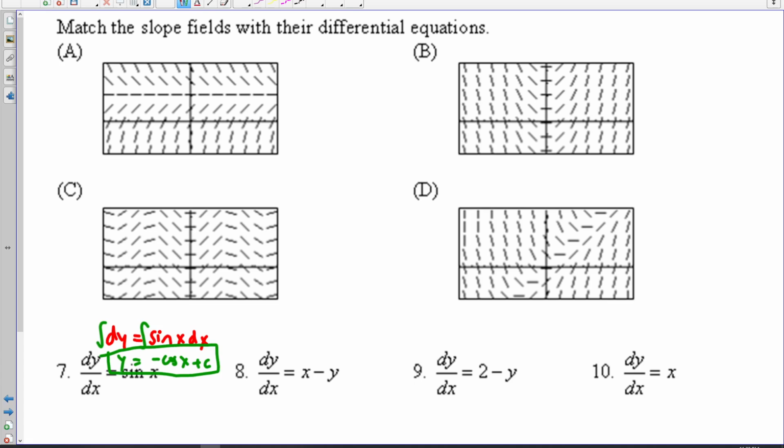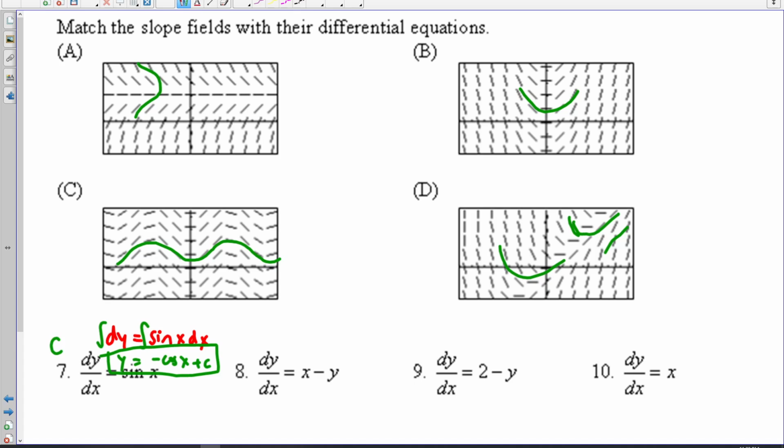So just think about it, which one of these problems, if I graphed in here, would be this answer? Y equals negative cosine x plus c. Oh, look at this one. Y equals negative cosine x plus c. Does that look like a y equals negative cosine x plus c? Yeah, so this one right here, number 7, is going to be c.